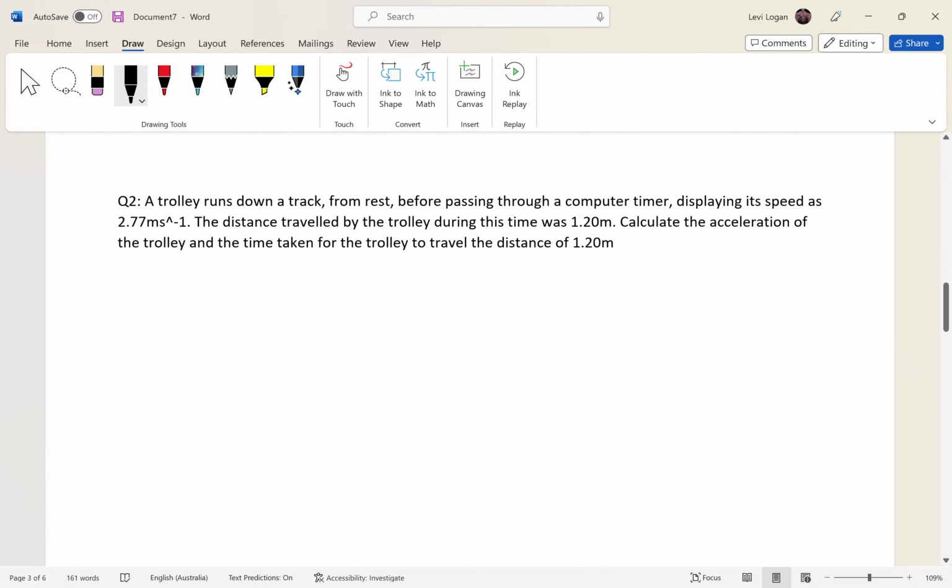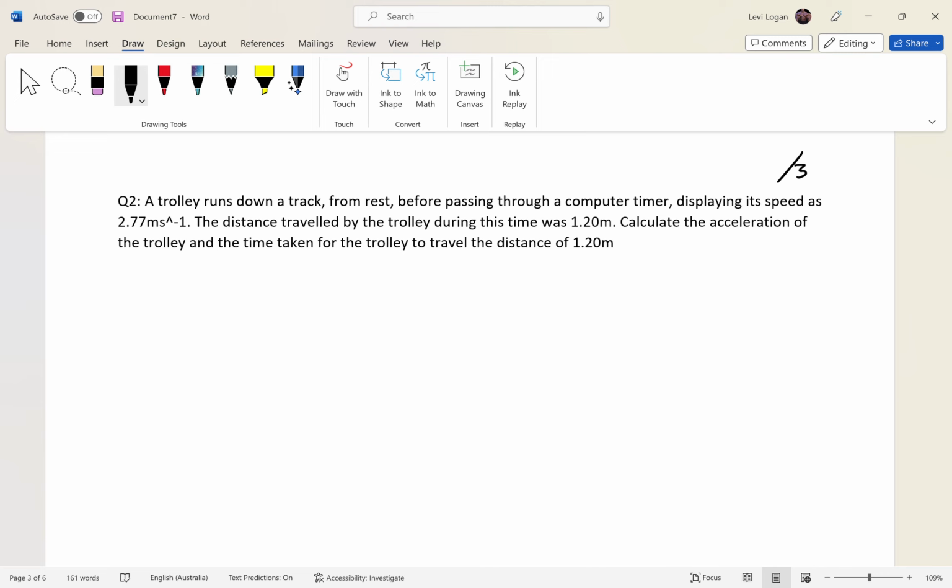A trolley runs down a track from rest before passing through a computer timer displaying its speed as 2.77 meters per second. The distance traveled by the trolley during this time was 1.2 meters. Calculate the acceleration of the trolley and the time taken for the trolley to travel the distance of 1.2 meters. That's a big question. I'd say this would be about a 3-mark question. So if you want to have a go at this question, feel free to pause the video and have a go.